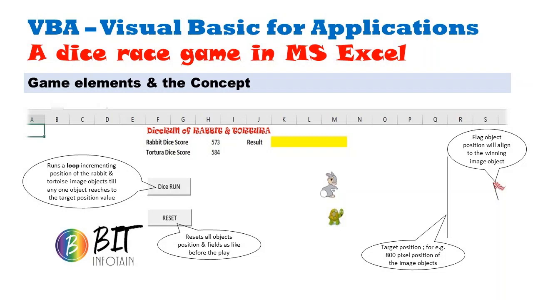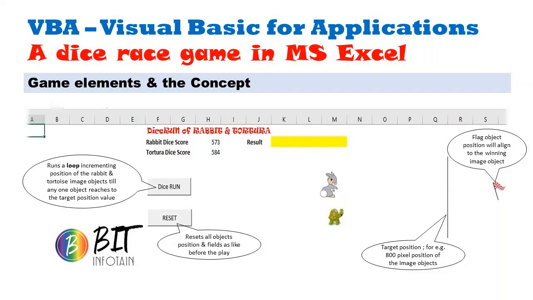Once you click on the dice run, it runs a loop. A loop means something that you do over and over again, right? In the loop, you will increment the position of the rabbit so that it moves to the right side, where you can actually increase the left position of the image. Each time it increases the left position, the number of times that it increases is where we're going to apply this random number.